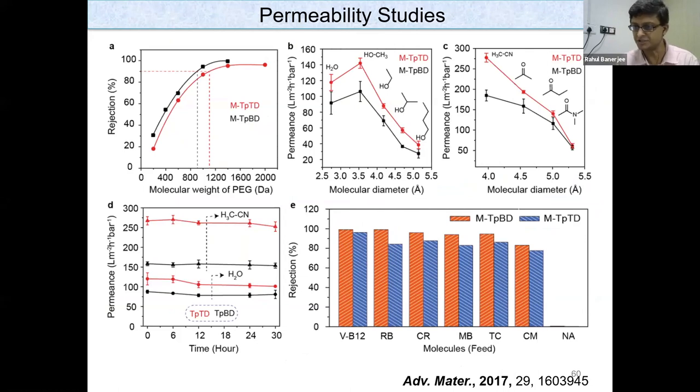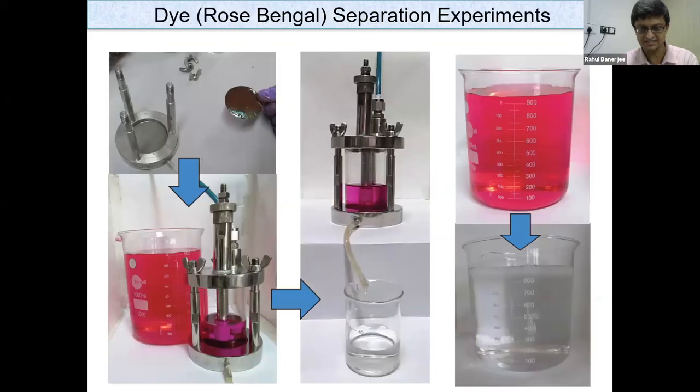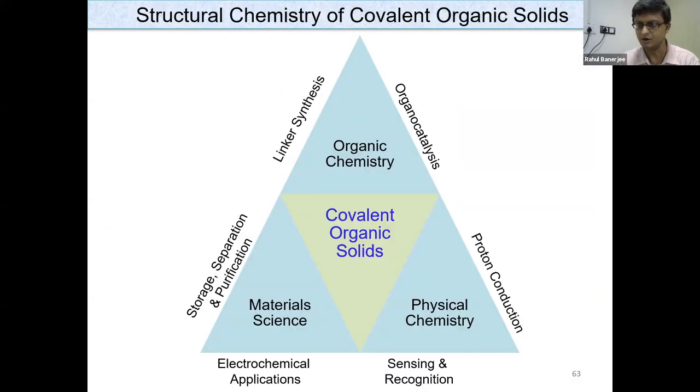And we did the permeation studies. Once again, I will refrain from going into it as we have run out of time. And we did this molecular separation using these nice films. And this is the dead end mode where we use this Rose Bengal, and we are trying to use it for the arsenic separation, which is a common problem of West Bengal where I am now. So that is basically what I wanted to discuss, and it was very nice talking to all of you.